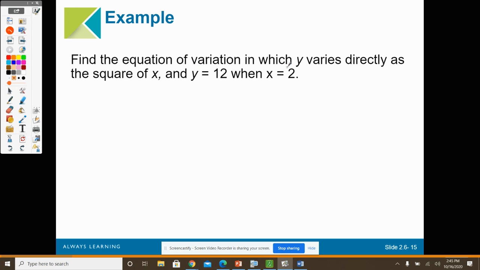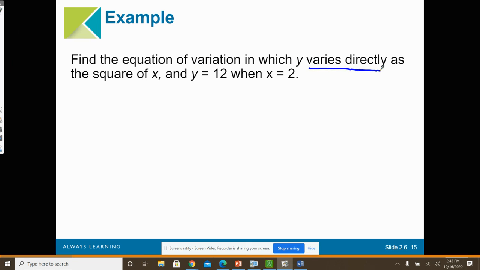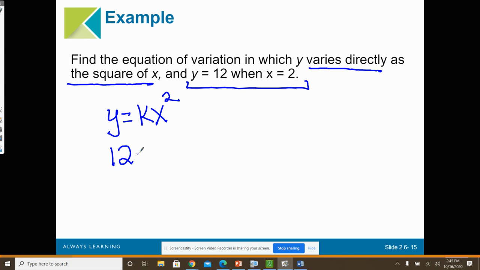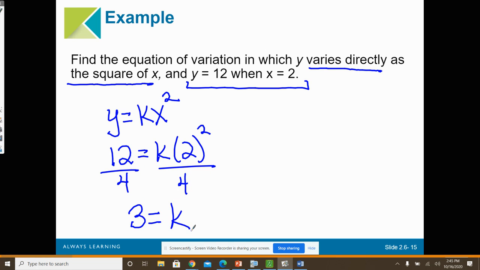Find the equation in which y varies directly as the square of x. So my equation is not going to be kx, it's going to be kx squared. Now, here's my fun fact, 12 and 2. 12 equals k times 2, which is squared now. So you divide both sides by 2 squared, which is 4. And my variation constant is k, and my new equation is y equals 3x squared.